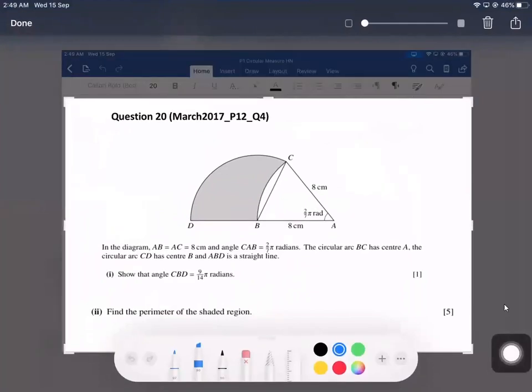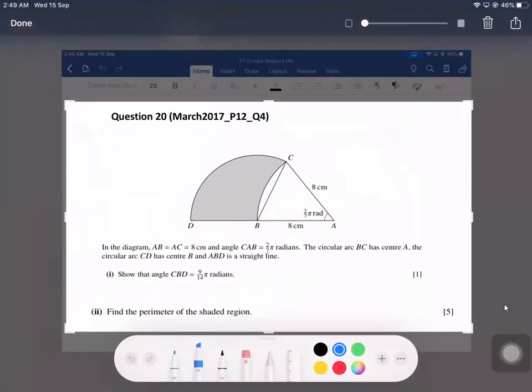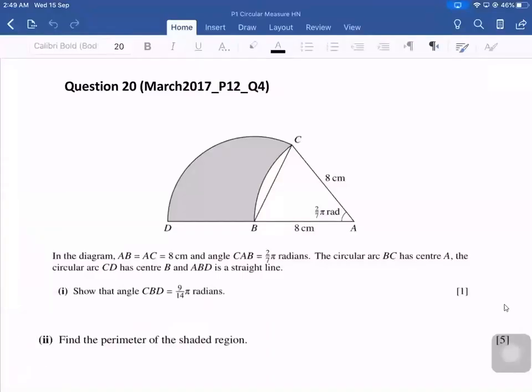Today we have some questions from the AS P1 circular measure major topic past paper handout. First of all, we have question number 20.